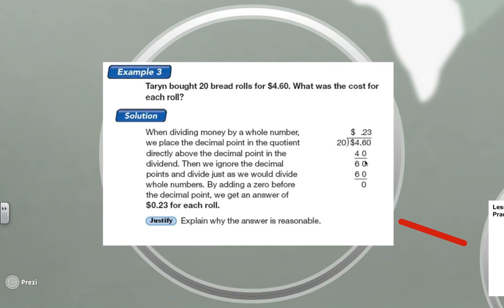Then we bring down the 0. This, boys and girls, don't mind this right here. This 6 is supposed to be put over just a little bit. All right, so we ignore the decimal point when we're doing all this subtracting. So 60 would be here, 6 would be here, and there's supposed to be 0 here. Now, how many 20s go into 60? Well, I know 2 times 3 equals 6, so I'm going to put a 3 up here. 3 times 20 equals 60, and we subtract and we get a 0. All right, so we add our decimal point to the quotient and our dollar sign, and we find that each roll costs 23 cents. All right.